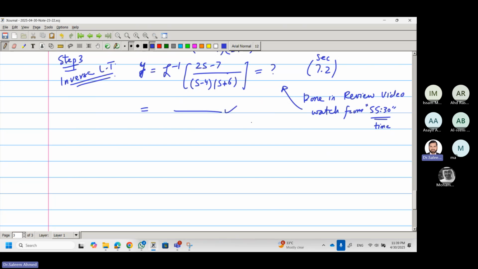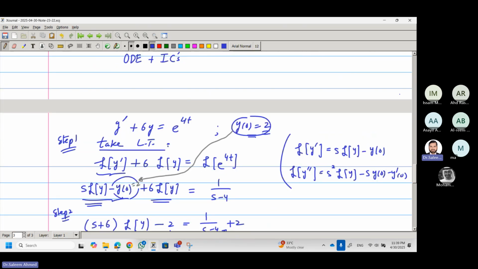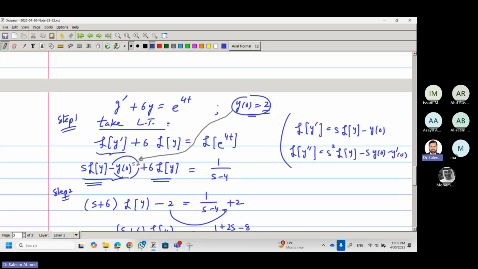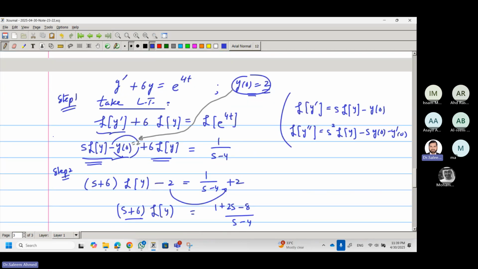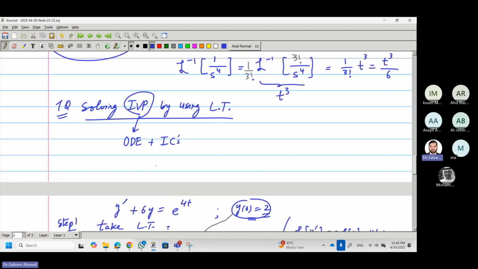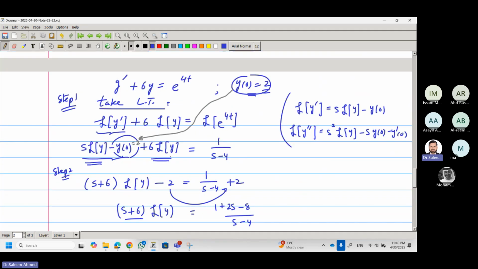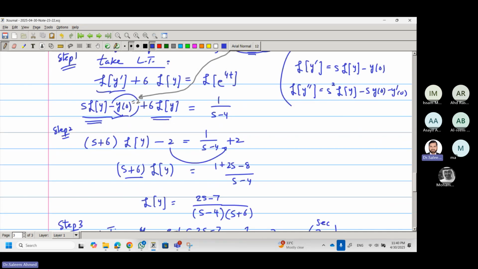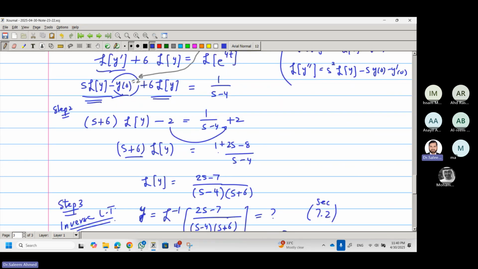Okay, so this is a very easy method. All you need is just remember these 3 steps to solve a differential equation using Laplace transform. So all these tables and formulas are given in your exam. At the last page of the exam, all these formulas will be written over there.